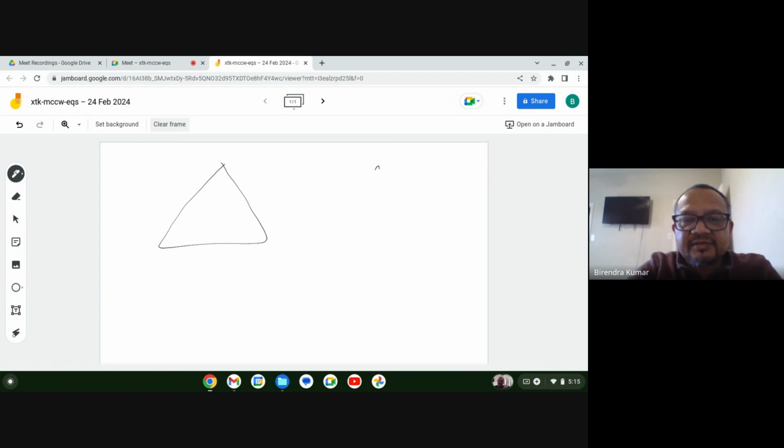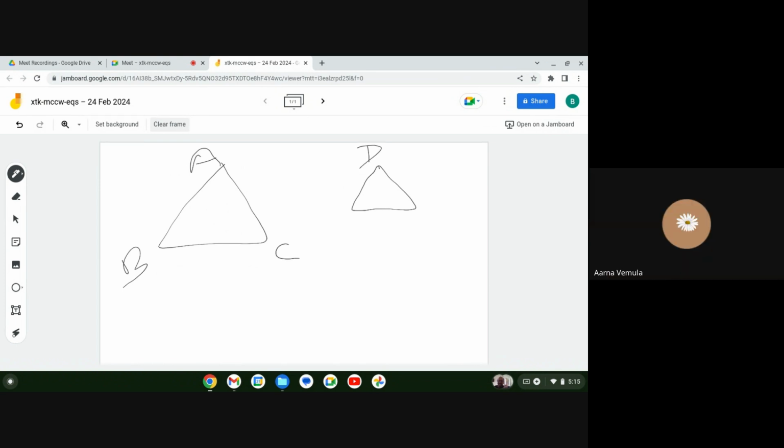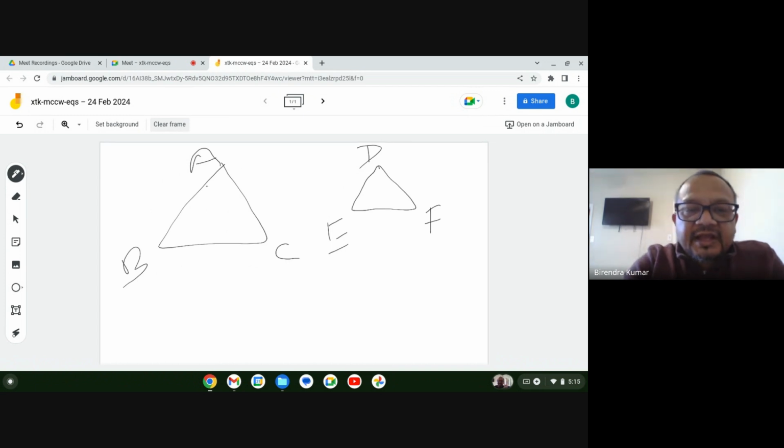Let's say this is A, B, C, and this is D, E, F. So let's say angle A is 40°. And angle D is also 40°. It is not a similar triangle yet. We have found one angle is matching.